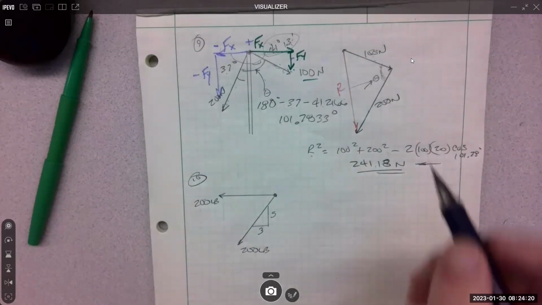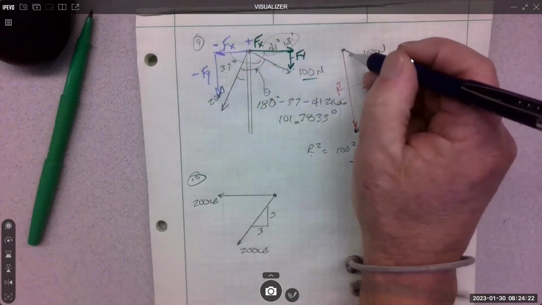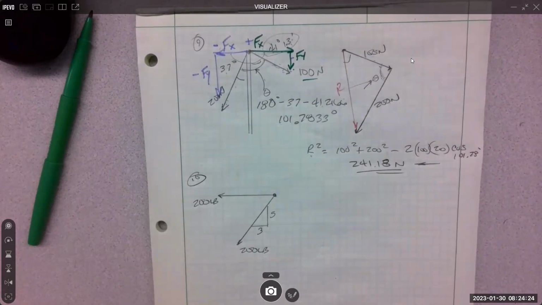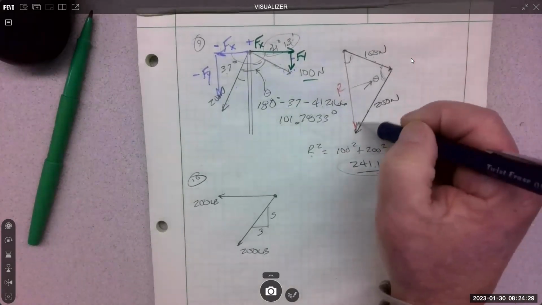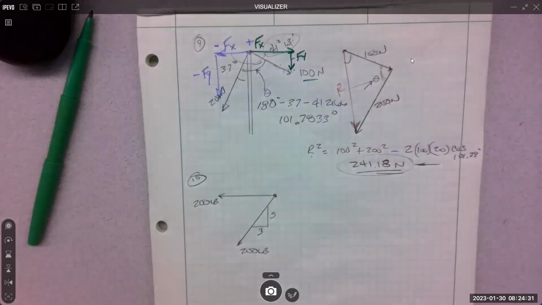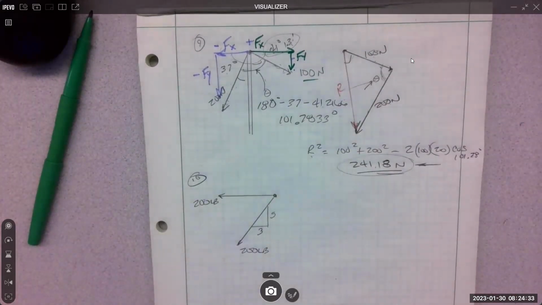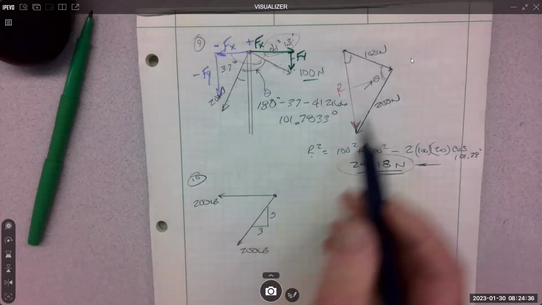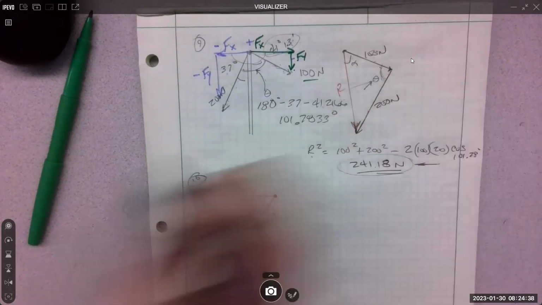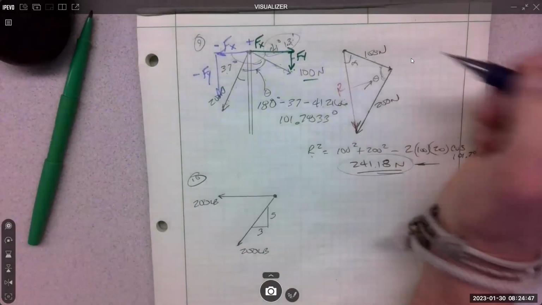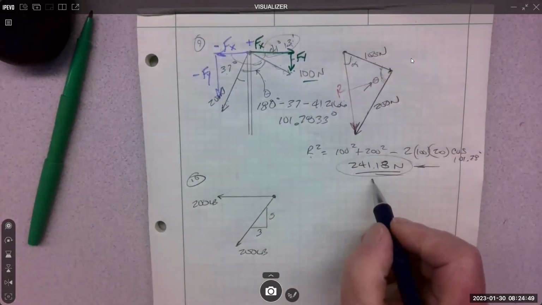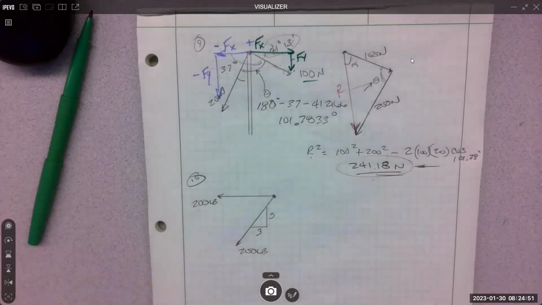For the full answer, I'd have to go ahead and find an angle up here, which I could do with the sine law, because we need the magnitude, the direction and the sense, right? So then I could run the sine law to find that, call it alpha. Once you get that and you have this magnitude, you've got it.